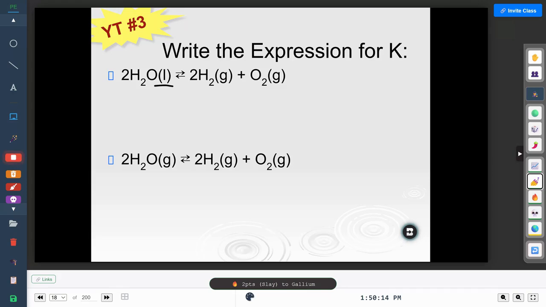The L for the liquid. It's an I. Yeah, it does kind of look like an I. Yep. Products divided by reactants.